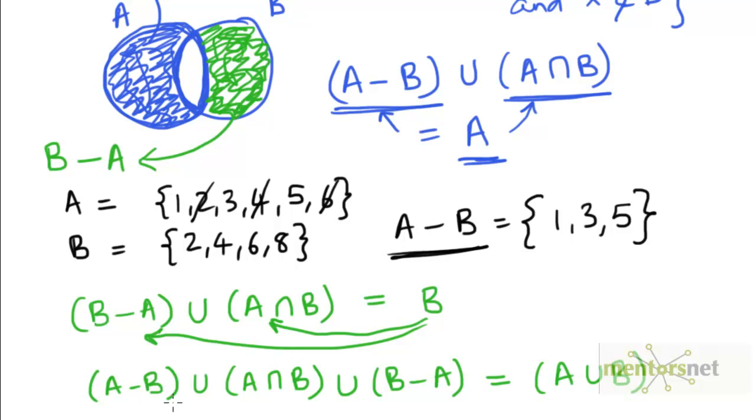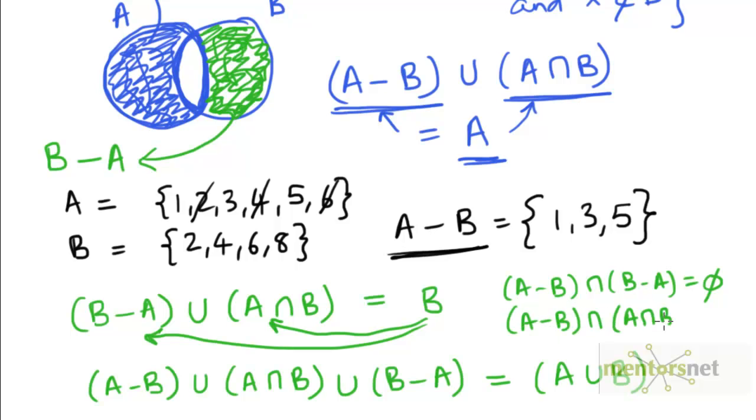And these three sets are also disjoint. So if you take the intersection of any of these three sets with any of the other, the resulting intersection will be the empty set because they don't share any element in common. So for example, A minus B intersected with B minus A is the empty set. A minus B intersected with A intersection B is also the empty set. And B minus A intersected with A intersection B is also the empty set.